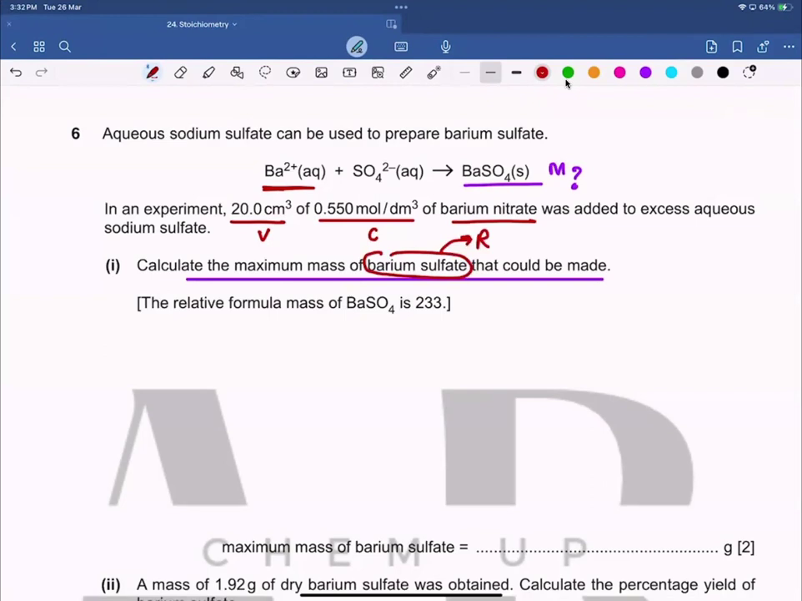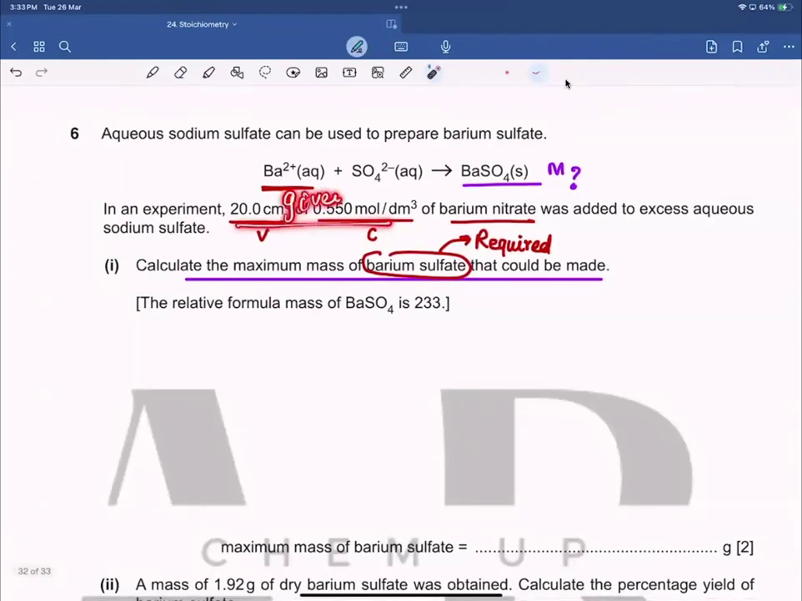Yes, sir. Okay. Now, which part do you need to understand? Sir, the maximum barium sulfate that you were telling. They ask you to calculate the maximum mass of barium sulfate, so it means barium sulfate's amount is required by me, right? It is not given. Yes. That's what I am saying. Did you understand? Yes, sir. And this is given to me, right? And it is of this barium.